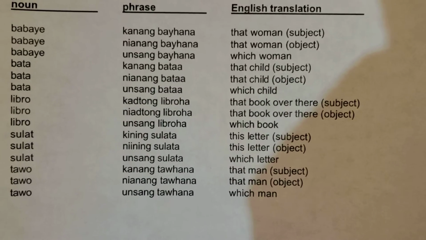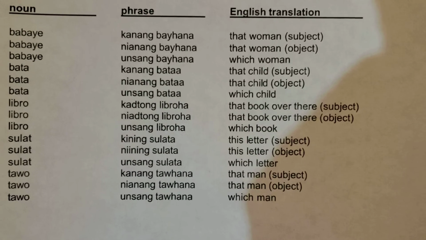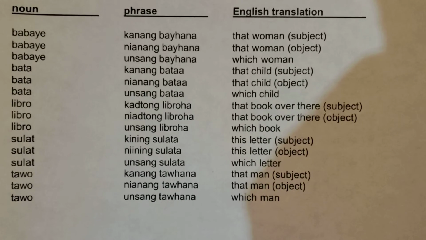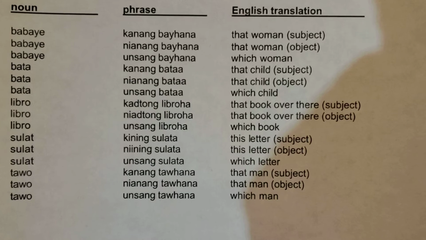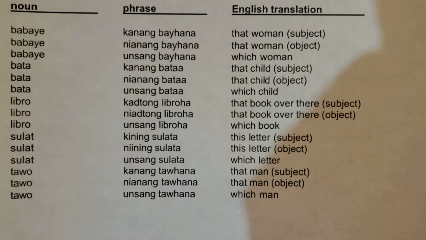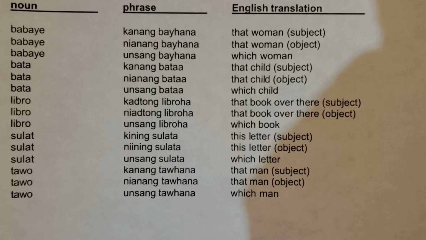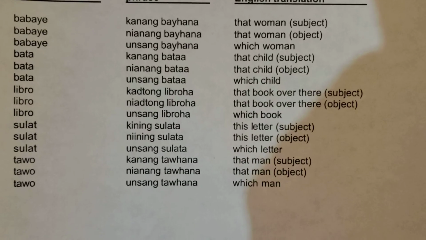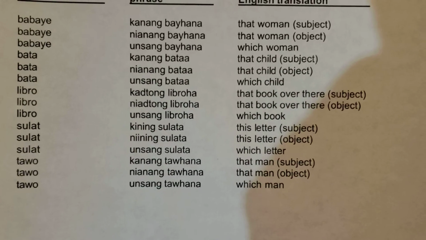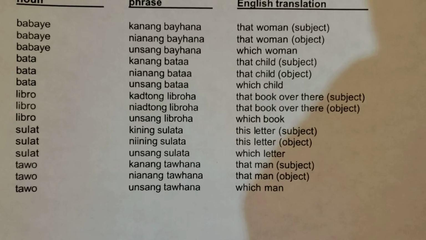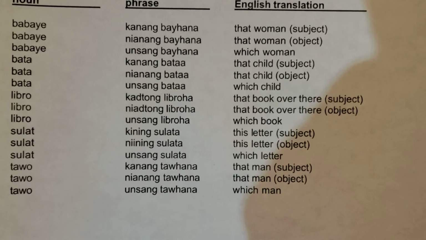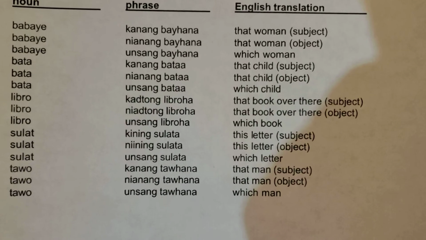Book is libro. Particular book, libro ha. That book over there as the subject, katong libro ha. That book over there as the object, ni atong libro ha. Which book? In interrogative, unsang libro ha. We're asking about a particular book.